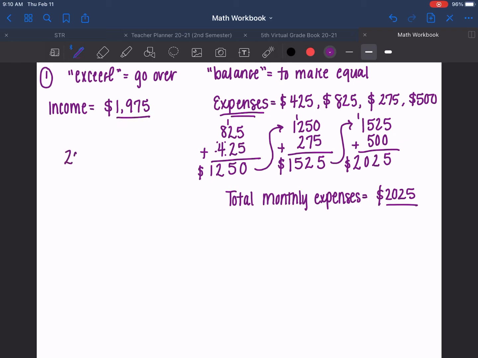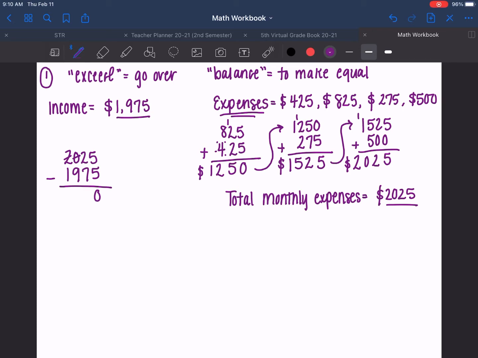So something that interests me is that now that I have my total monthly expenses, I want to subtract his income from it and see how much he actually is going over, because he looks fairly close. All right, so we have a smaller number on top. We need to go over to our neighboring numbers and grab from them to see what we need.